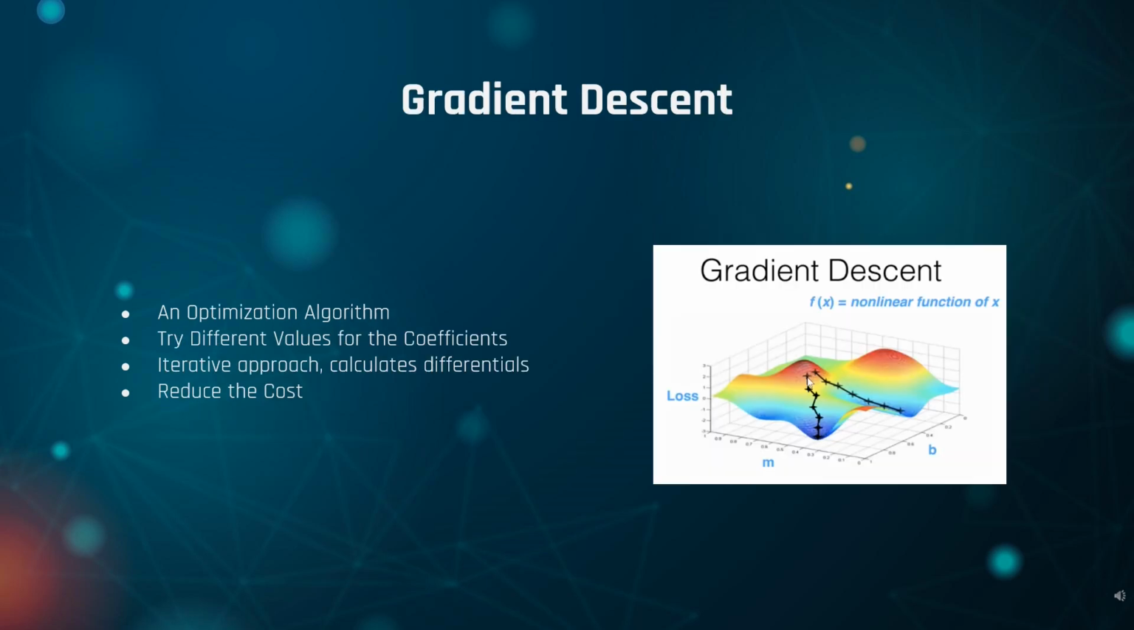Gradient descent is a very interesting topic. Gradient descent is a first order iterative optimization algorithm for finding a local minimum of a differentiable function. To find a local minimum of a function using gradient descent, we take steps proportional to the negative of the gradient of the function at the current point.